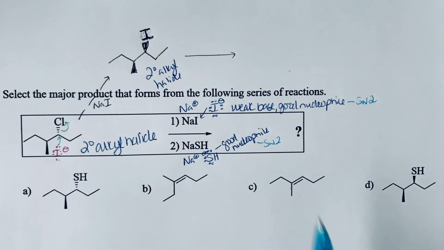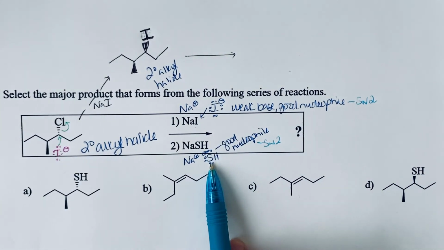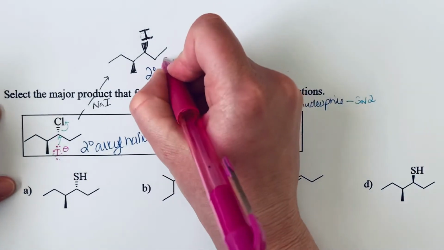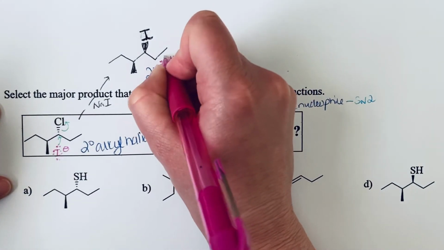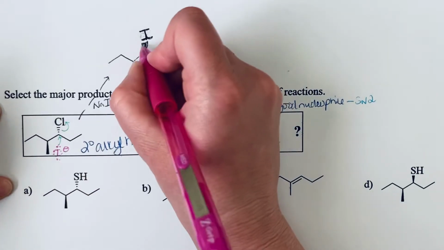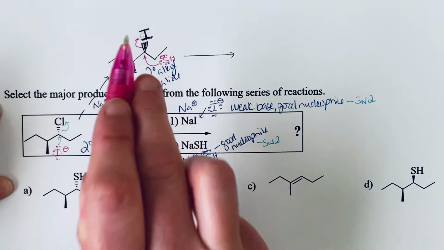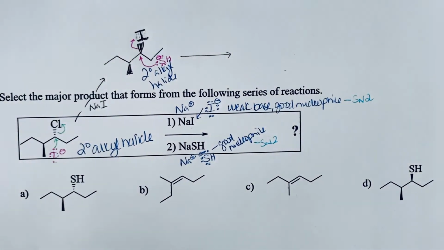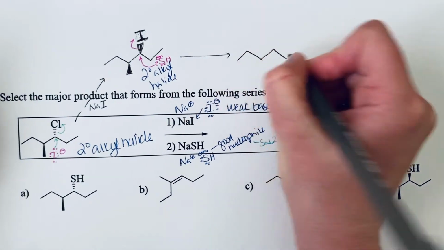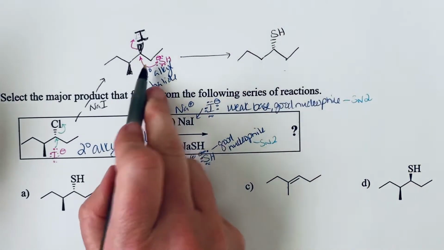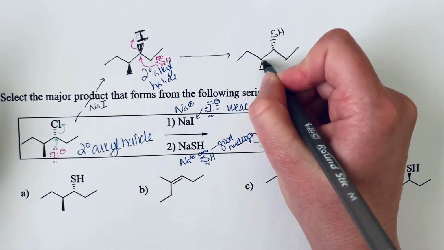So now we want to take a look at this sulfur approaching 180 degrees away from that iodide. So we can draw our sulfur, and it's approaching from 180 degrees away from the iodide. So if the iodide's sticking up, this is actually coming from behind the plane of the page. So the bond to the sulfur is going to end up on a dash bond. And again, that chiral center next door still hasn't changed.